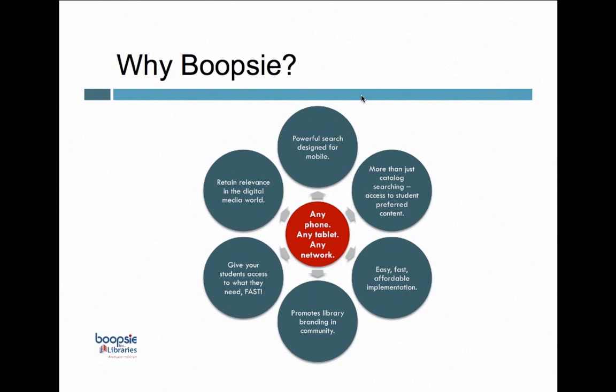And we have this powerful search designed for mobile, and it really is more than just a catalog search. There's access to student-preferred content like EBSCO, ProQuest. It allows you to highlight these great databases. You can also do an A to Z listing of your digital databases as well. And it's an easy, fast, and affordable implementation. It promotes library branding both on campus and to prospective students as well. I think it's very attractive to prospective students, especially those who are thinking about doing a lot of research. And it gives your students access to what they need fast, and what could be better than that.